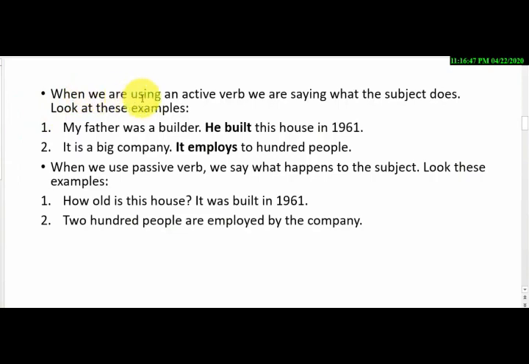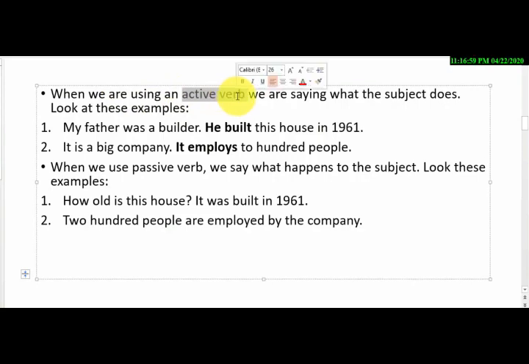1961. And when we are using an active verb, we are saying what the subject does. Waxaan sheegaynaa waxa uu faa'ilku sameeyay. Who is the subject? The doer of the action. Ka ficilka sameynaya ayaan doonanaa inaan ogaano waxa uu sameynayo.